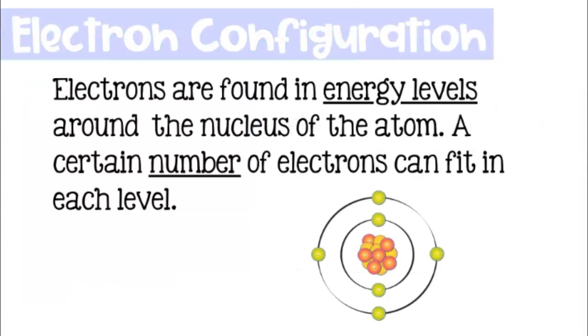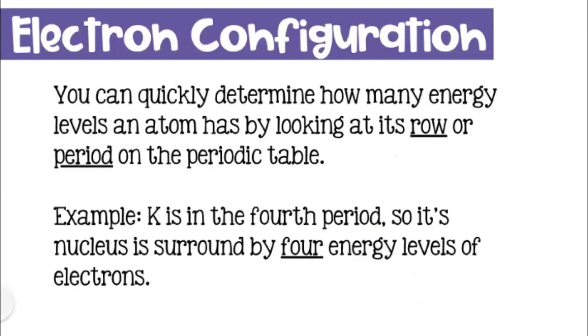Now, electrons are found in energy levels around the nucleus of the atom. A certain number of electrons can fit in each level. So the first level can only hold 2 electrons, as shown here. The second level can actually hold 8, and so on. You can quickly determine how many electrons are in each energy level by looking at the rows on the periodic table. You can also determine how many energy levels an atom has by looking at its row, which is called a period on the periodic table.